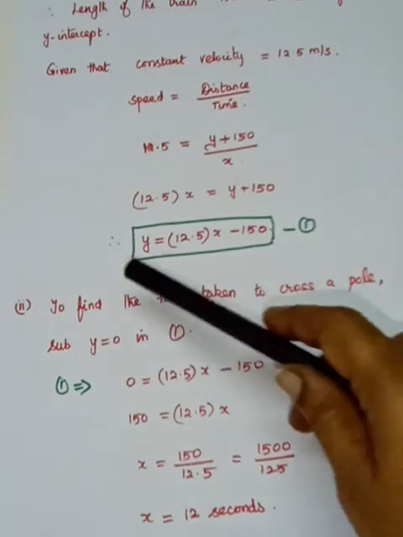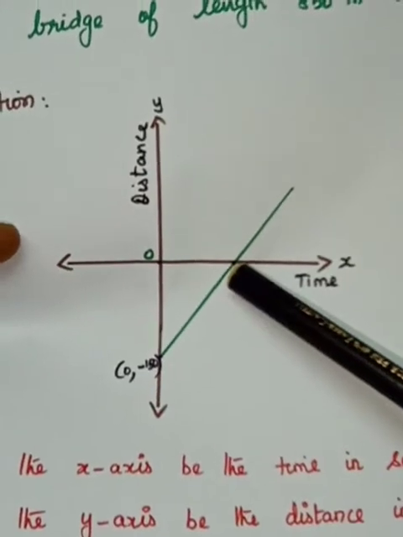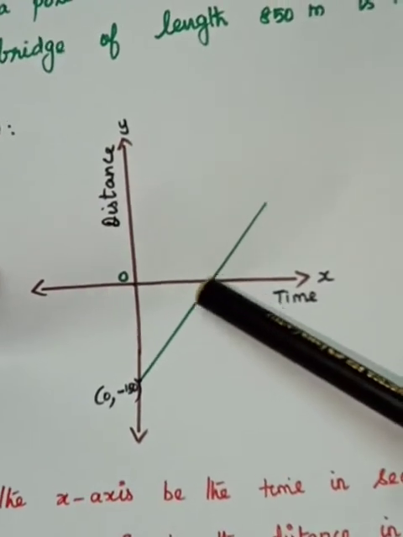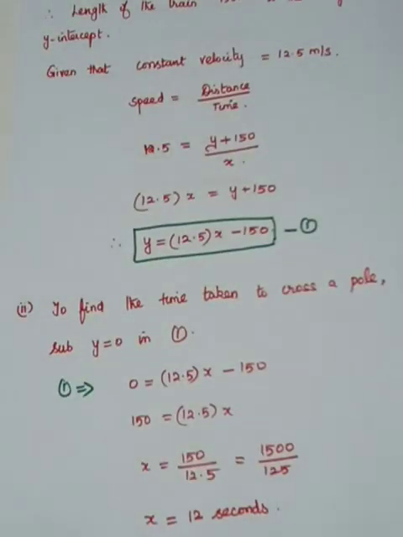So when y is equal to 0, okay, this is the point. So the train has to cross the pole. The time taken is 12 seconds.